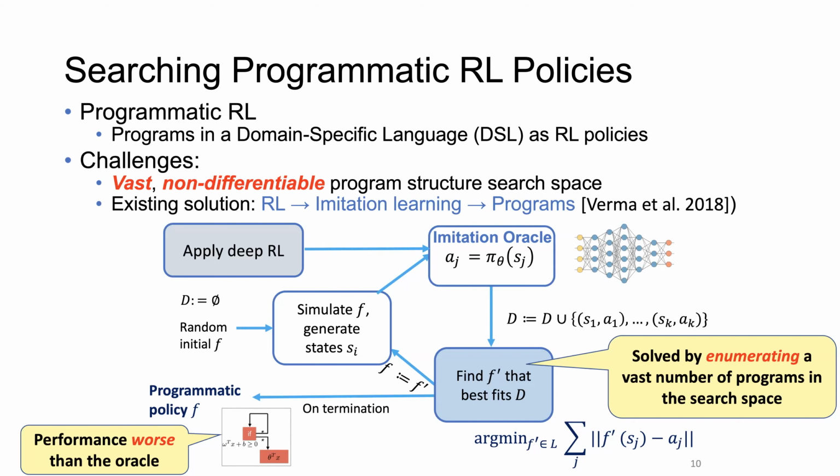Sorry, what is F and L in this slide? So F is a function, or F is a domain, F is a program. So we want to find a program F to approximate pi theta, where pi theta is a learned neural network. So we want to find one function F that approximates a neural network. So F is a program which is typically not differentiable. Okay, and then L is the search space?